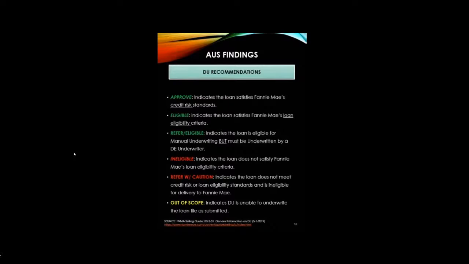Refer with caution indicates the loan does not meet credit risk or loan eligibility standards and is ineligible for delivery to Fannie Mae guidelines. So refer/caution, typically those are the ones that some people out there might do manual underwrites, even for ineligible. If something's not picking up properly and you need to do manual underwriting, that's based on your current employer if they're willing to do that. And then the other one is out of scope. I don't usually come across too many of those when I do my findings, but sometimes you do. And that just indicates DU is unable to underwrite the loan file as submitted.